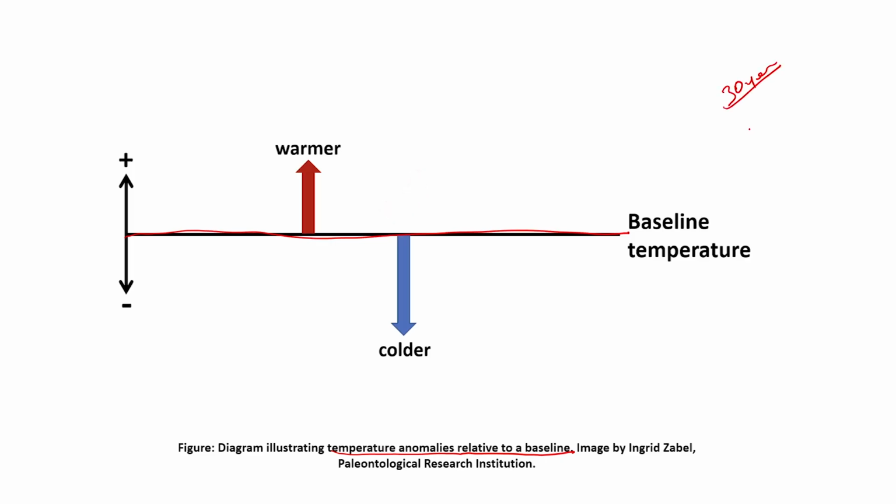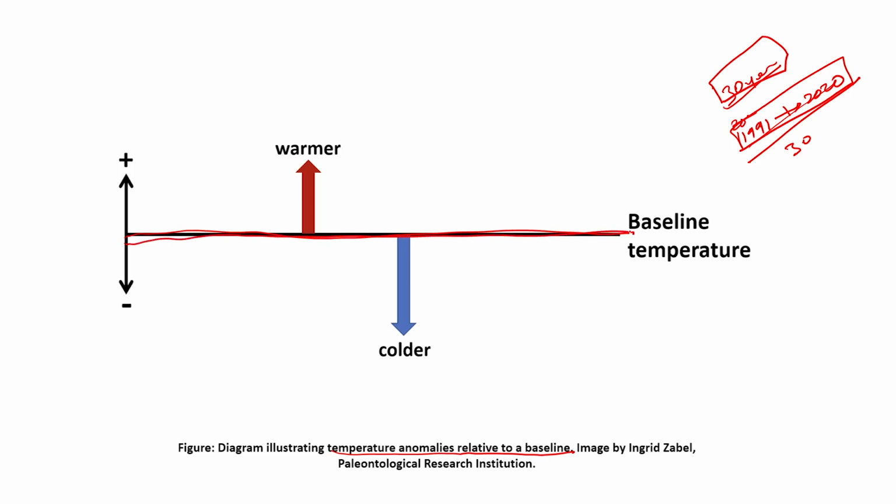So our climatic normal is a long-term period average, right? Usually it's 30 years. So if we are considering 1991 to 2020, this 30-year climatic data we will take an average, divided by 30. Whatever we get, we will plot it as a baseline.